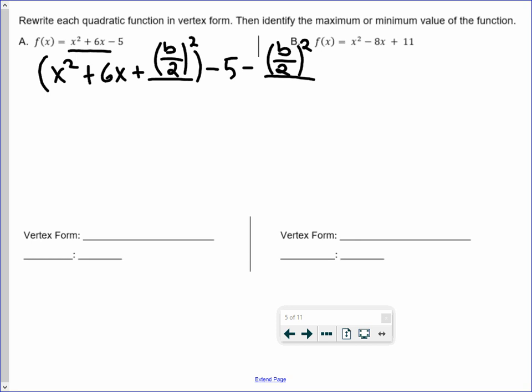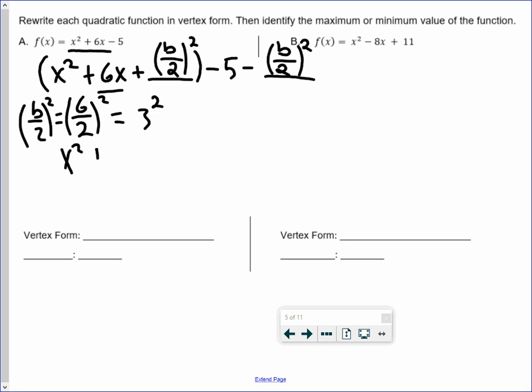Our b value here is 6. So we know our b divided by 2 is going to give us 6 over 2, right? Our b over 2 squared is going to give us 6 over 2 squared, which is 3 squared. So let's put that into the equation: x squared plus 6x plus 3 squared, all of that, minus 5 minus b over 2, which we said was 3, and then we square it, so 3 squared as well.